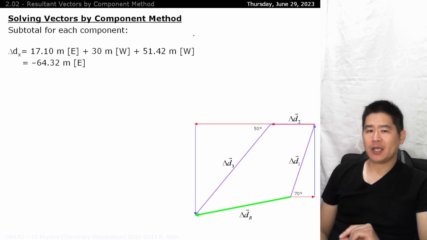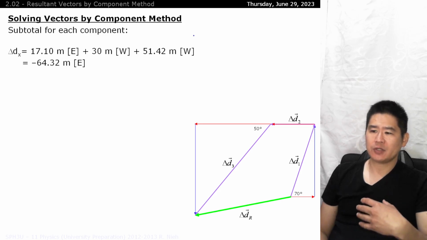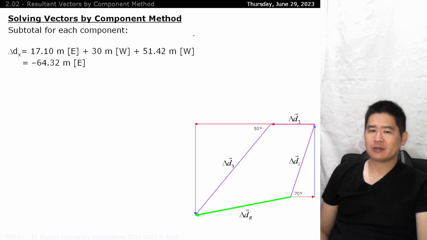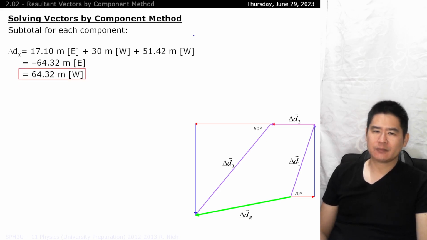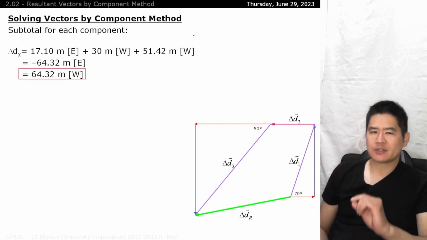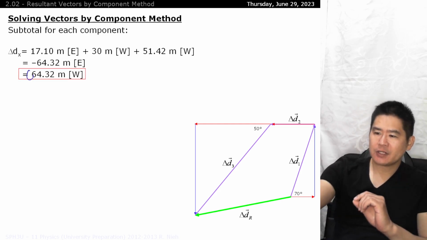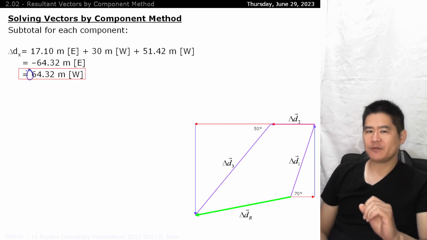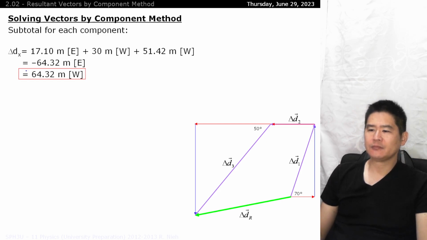Now, if this is your final answer, I mentioned this from the previous unit, don't leave it as a minus sign. All right, now if you don't know what the direction is, then fine, put the minus sign there. But this is negative 64 meters east. If you already know that it's opposite of east, why not just state it as west? All right, so watch out for that. If this is a final answer, never leave your final statement as a negative value if you already know the direction. We'll rinse and repeat for the y dimension as well.